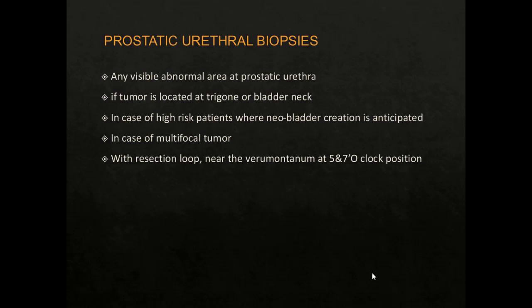Prostatic urethral biopsies are taken from any visible abnormal area at the prostatic urethra, if the tumor is located at the trigone or the bladder neck, in cases of high-risk patients where neobladder creation is anticipated, and in cases of multifocal tumors. We take it with a resection loop near the verumontanum at the 5 and 7 o'clock positions.